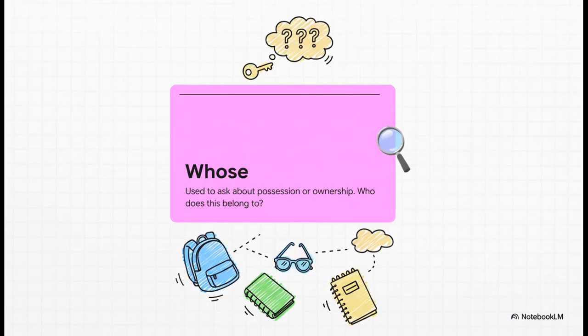And then we have whose. This one is a total specialist. It has one job and one job only, to ask about ownership. If you want to know whose something belongs to, whose is your key, every single time. Whose bag is this? Simple, direct, perfect.